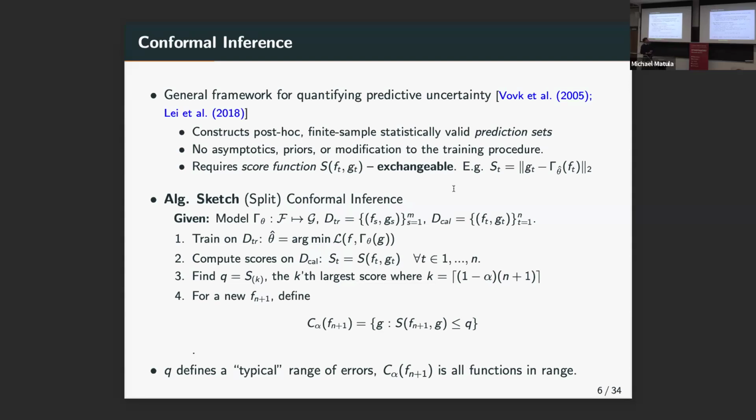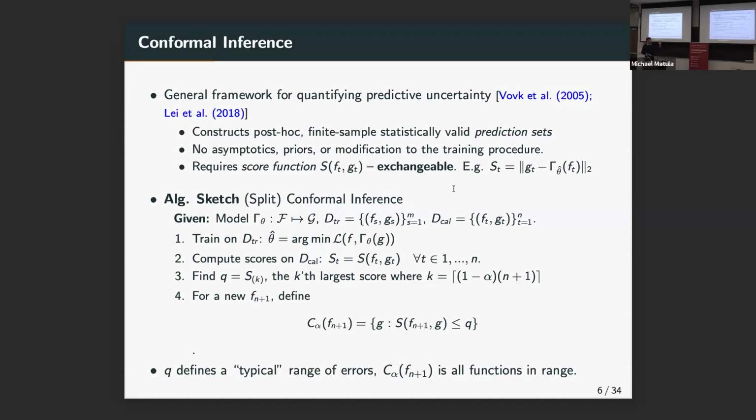So an example of a score function for functional data could be the L2 norm between the output function we're trying to predict and the prediction of our trained operator model. Okay. So if we're good with that, then I would like to just give a quick rundown of the basic conformal inference strategy so that we can talk then about how we're going to modify that for our problem.